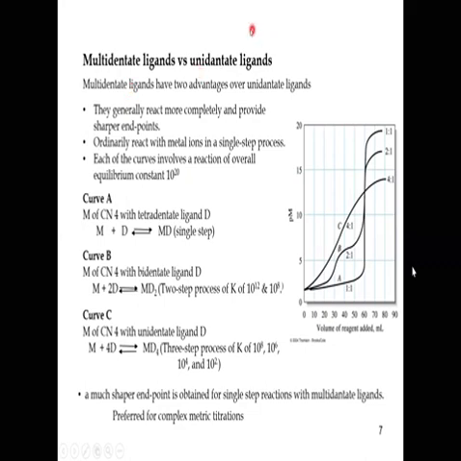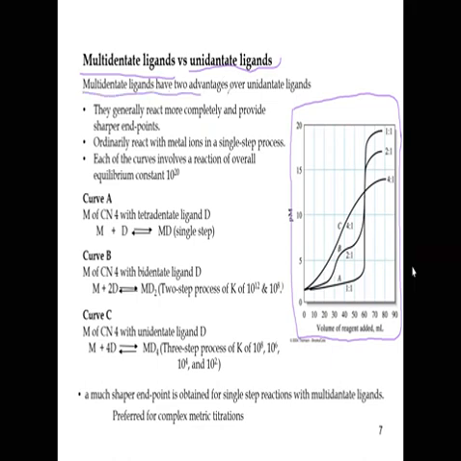Right, you can understand why it is multidentate ligands versus unidentate ligands. Right here, in the plot, you can see the curves. These are the plots for the reaction of a metal ion with three different ligands, right?